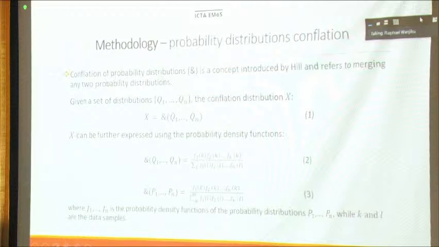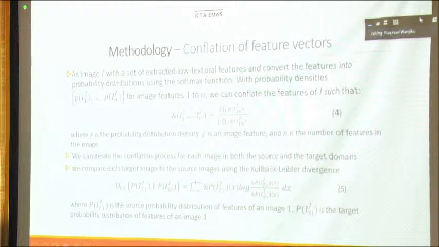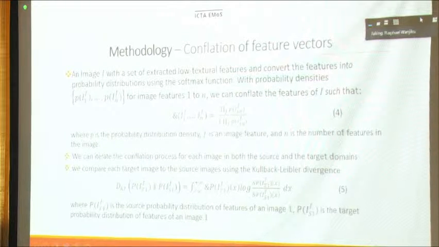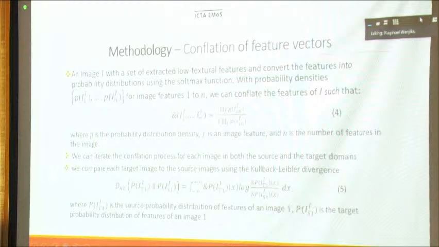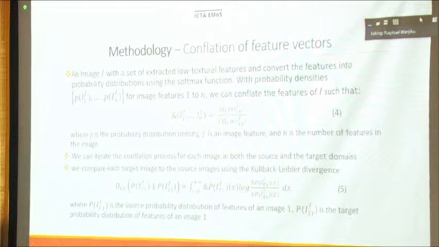So conflating our features, if you pick an image I, you can get the features of I from 1 all the way to n and conflate them by getting the product of the probability density functions from 1 all the way to n, and then we divide by the integral of the features from 1 all the way to n. Once we have the conflated features of one image, we repeat the same process for all the images in the source and the target. After that, we get the Kullback-Leibler divergence values using equation 5, and from there we can rank them based on the mean Kullback-Leibler divergence.